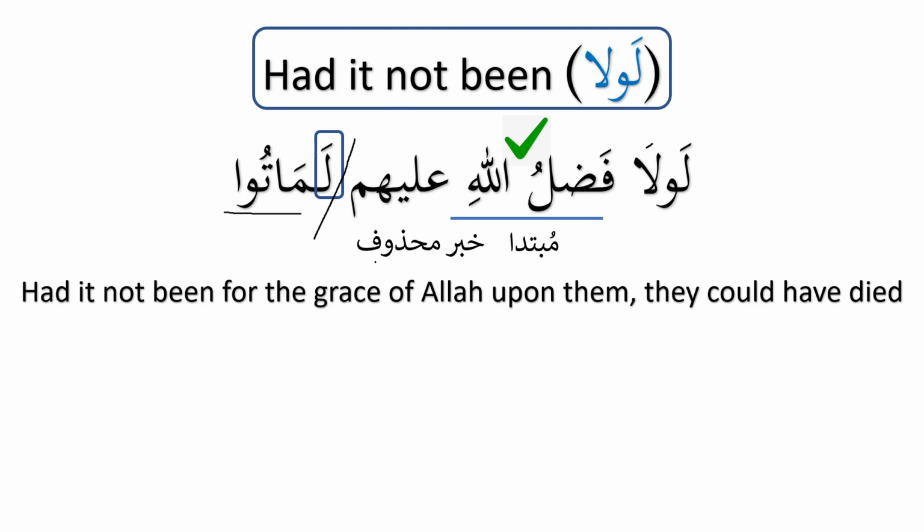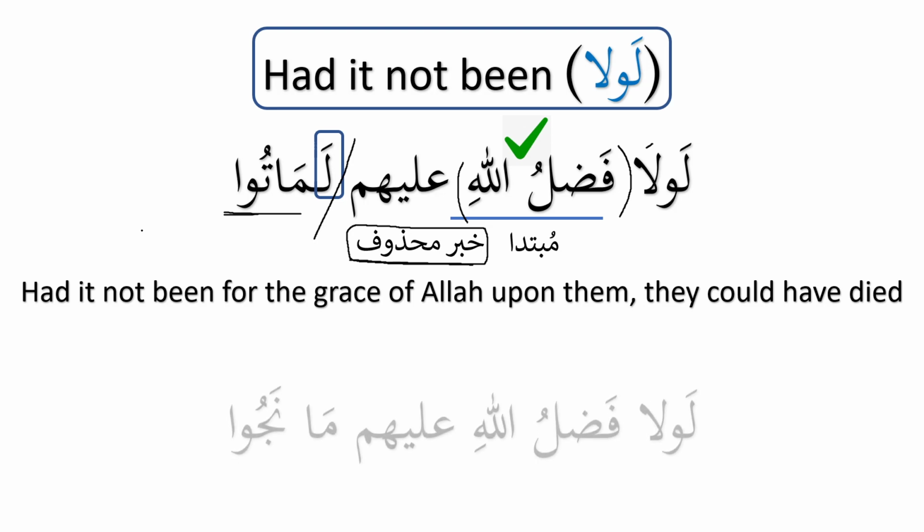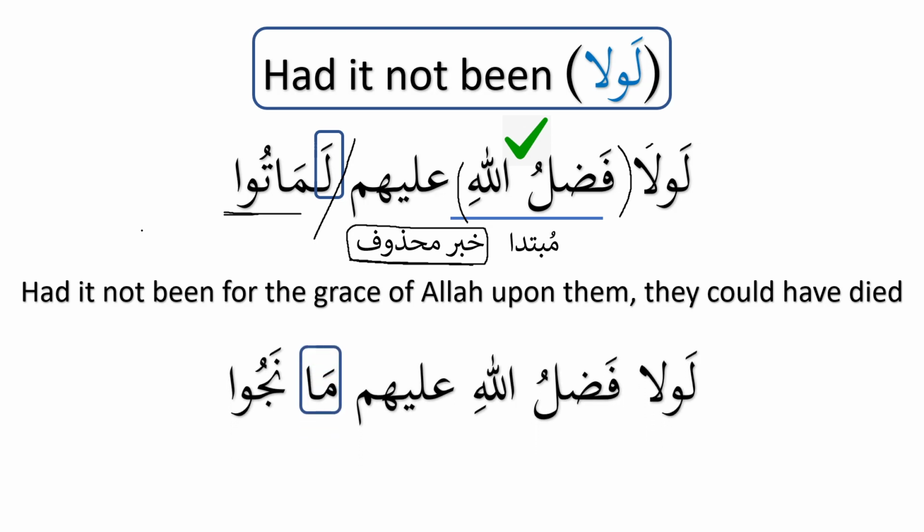But we know that خبر has to be محذوف. And as we know that Arabic is لغة الحذف, there are lots of things that are being omitted, and it is one of them as well. So again, just a brief explanation: after لولا we have to have something that is present, and that has to be مبتدأ, خبر has to be محذوف, and if جواب الشرط is positive, then it has to take لا with that. However, if جواب الشرط is negative, then we know that we have to use ما with that.